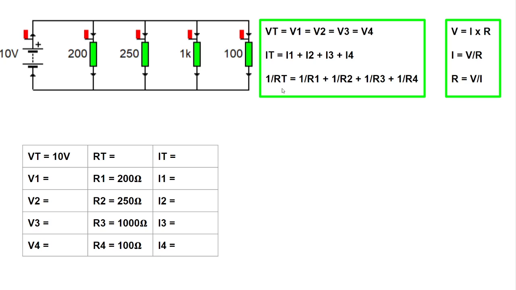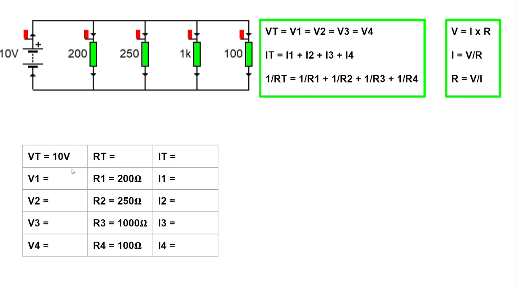And the formula for the total resistance, we see that it's also different. The inverse of the total resistance is equal to adding up all the inverses. Once we have the inverse of the total resistance, we have to do the inverse again, and we can find the total resistance that way.